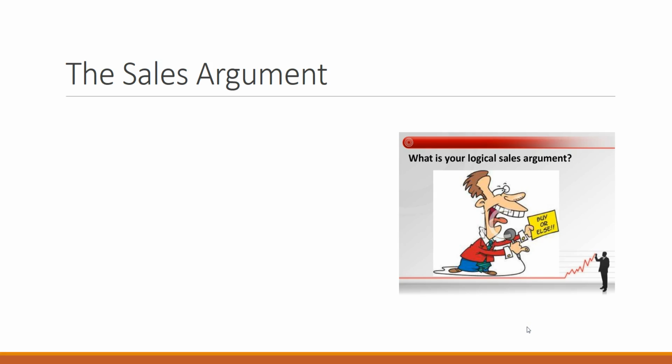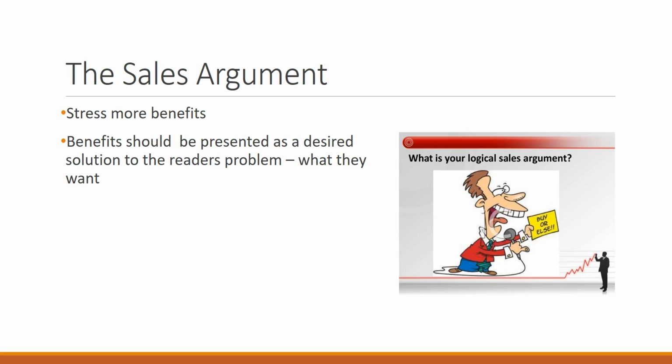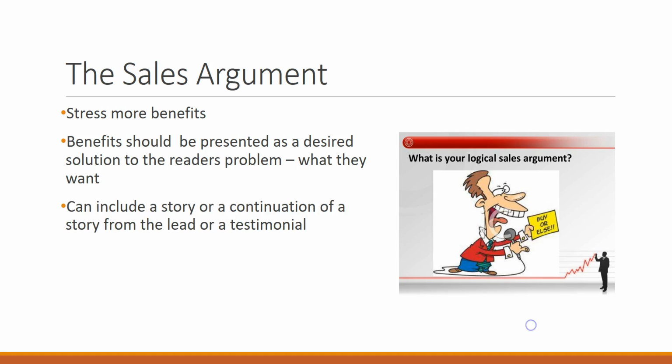Okay, so the next section is the sales argument. This is the bulk of the document. So you're going to stress the benefits more. And it should be presented as a desired solution to the reader's problem, what they want, always. You can include a story or a continuation of a story from the lead. So if you started the story with the lead, then you're just going to continue the story and tell them how the story progresses. Could be a testimonial. You could do studies if you needed them for whatever you're talking about. It's building authority and showing that you know what you're talking about or that you have something of value to say.